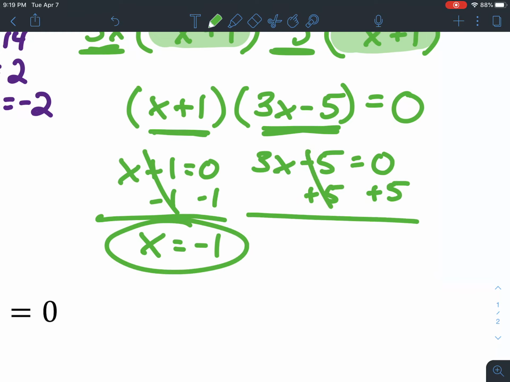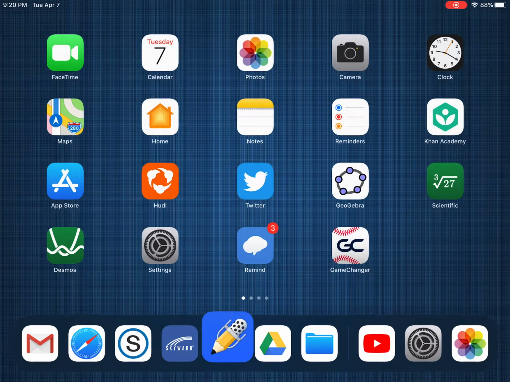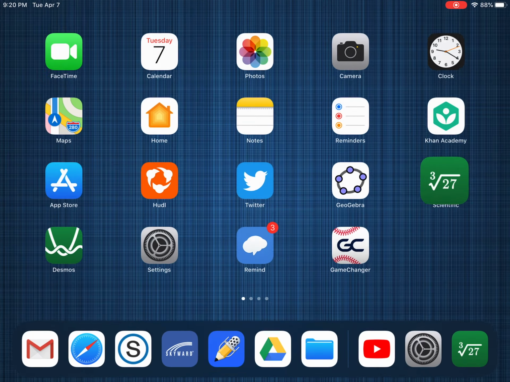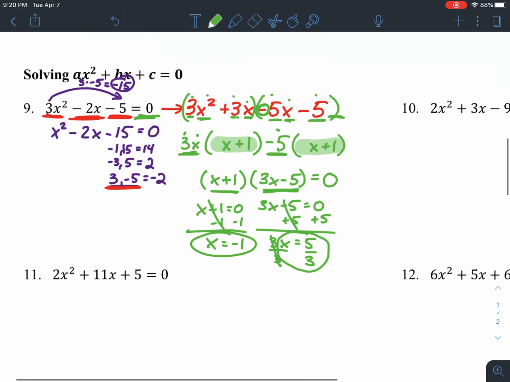Add the 5 to both sides. 3x equals 5. Divide by 3. That's going to end up being a fraction, so you can just leave it as 5/3. Or if you wanted to do the division, you could do 5 divided by 3, and you could write 1.6 repeating. Either one is acceptable. Okay, but those are our final answers.